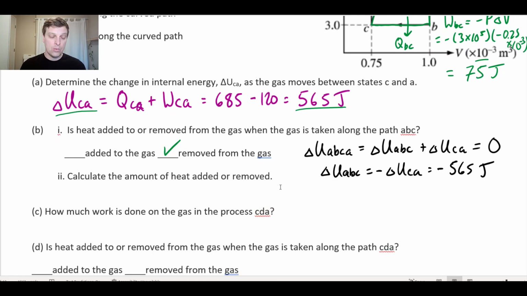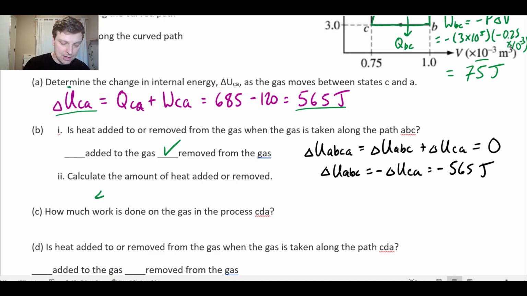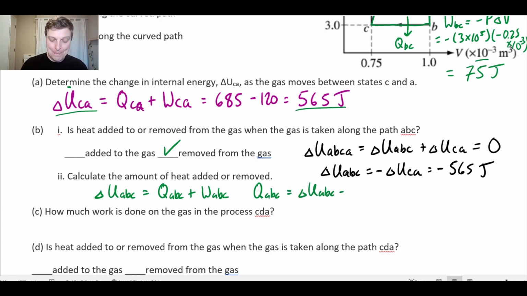Okay, so all that's left is to calculate the amount of heat. I can find the heat, because my change in internal energy ABC is going to equal heat ABC plus work ABC, which means that the heat ABC, there's too many subscripts here, is equal to the change in internal energy ABC minus the work ABC.